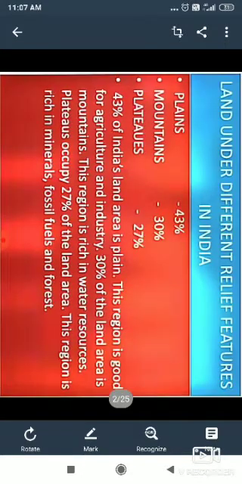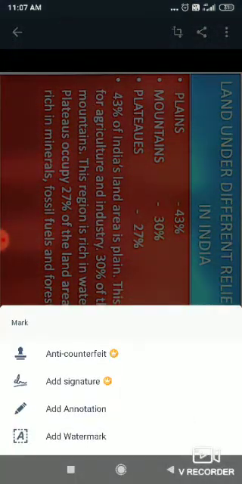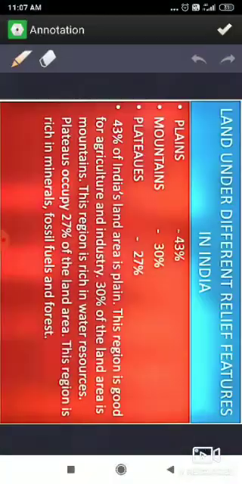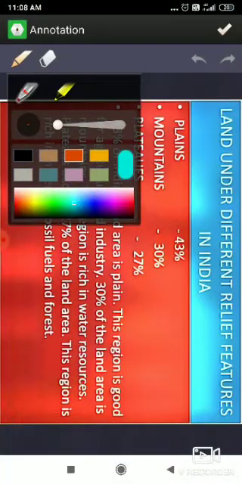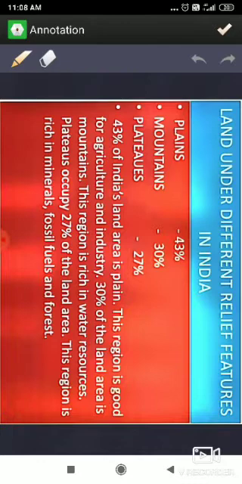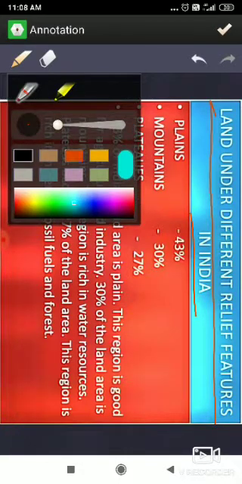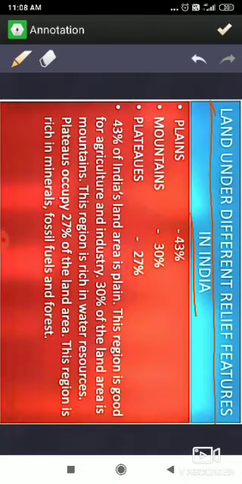And today we are going to read about land under different relief features. This is a very important point of this chapter. Just see here to understand this. Land under different relief features. This is today's topic. Here you can see how different lands come under plain.